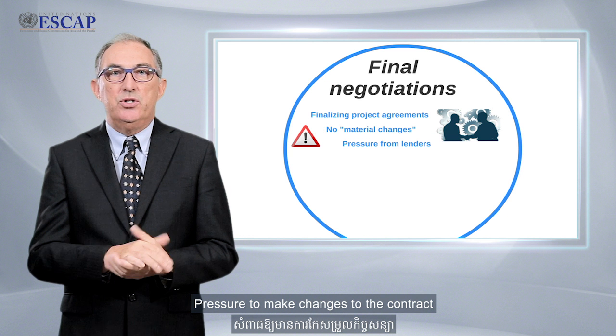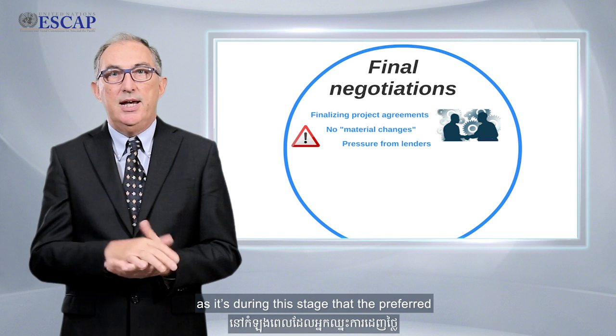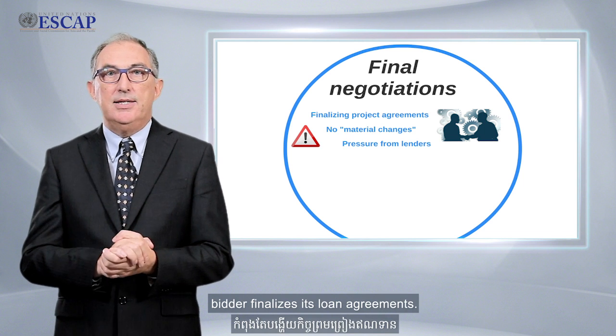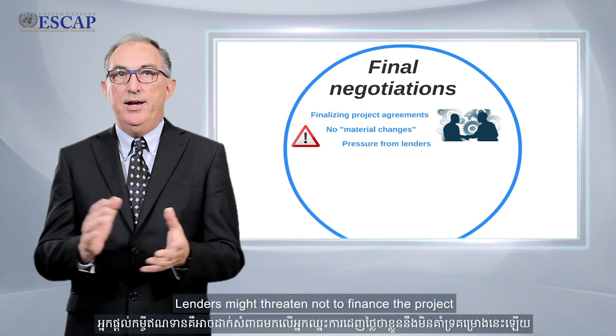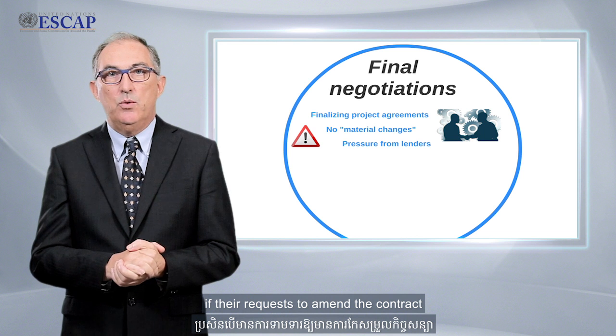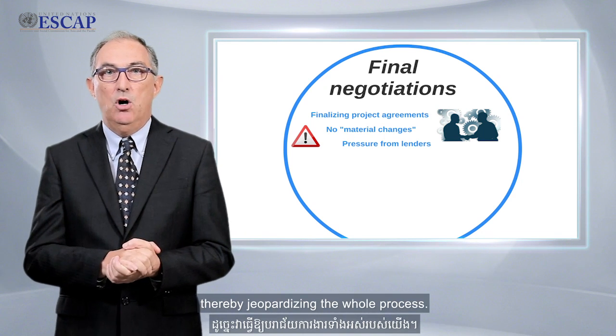Pressure to make changes to the contract can come from lenders as well, and it's during this stage that the preferred bidder finalises its loan agreements. Lenders might threaten not to finance the project if their requests to amend the contract are not taken on board, thereby jeopardizing the whole process.